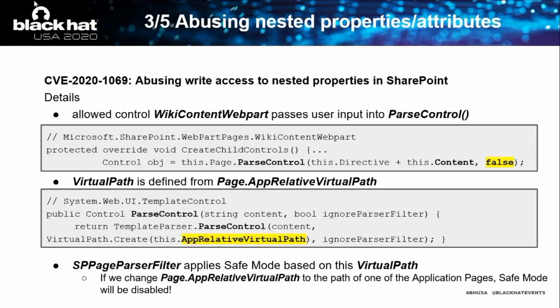Let's move to our example in SharePoint. It has the wiki content web part control. It is allowed and will pass our markup into the ParseControl method. Please note, it is called with a false value in the ignore parse filter argument, so the page filter will not be ignored. The following snippet shows that in this case the virtual path will be created from the AppRelativeVirtualPath property. And if you remember, the page filter will apply restrictions based on this virtual path. So if we are able to change it, we can fool the page filter not to apply restrictions at all to our markup.